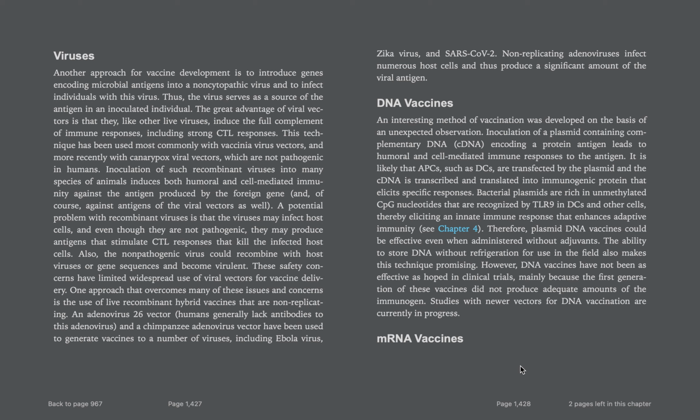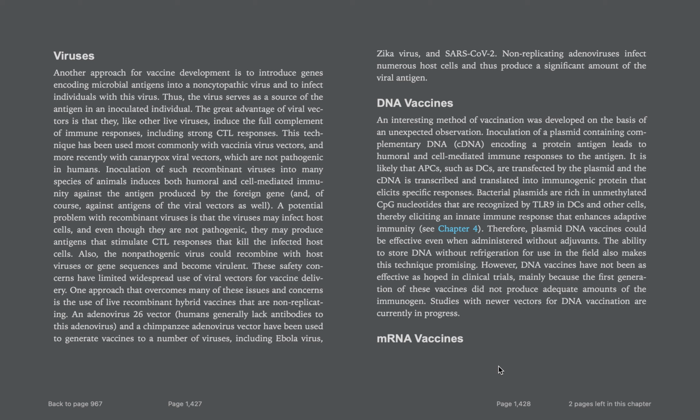One approach that overcomes many of these concerns is the use of live recombinant hybrid vaccines that are non-replicating. Adenovirus 26 vectors are one example, since humans largely lack antibodies to these adenoviruses, and chimpanzee adenovirus vectors have been used to generate vaccines to a number of viruses, including Ebola, Zika, and SARS-CoV-2. Non-replicating adenoviruses infect numerous host cells and thus produce a significant amount of viral antigen.